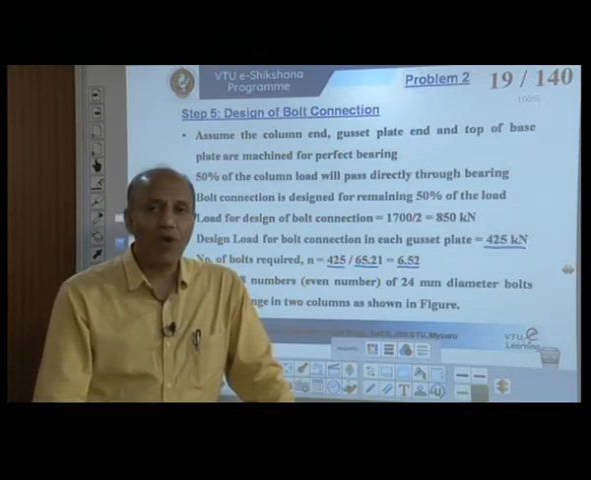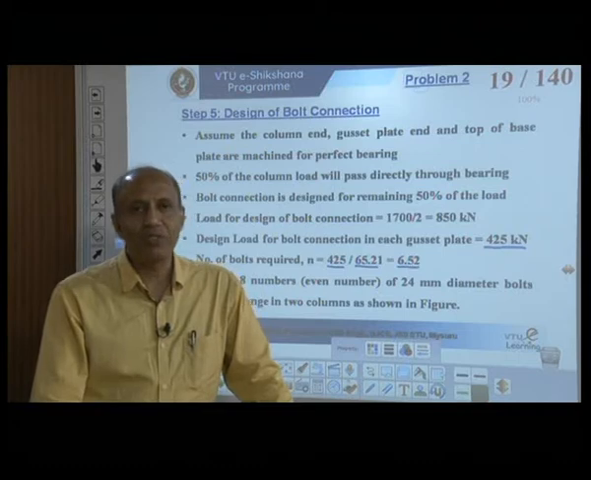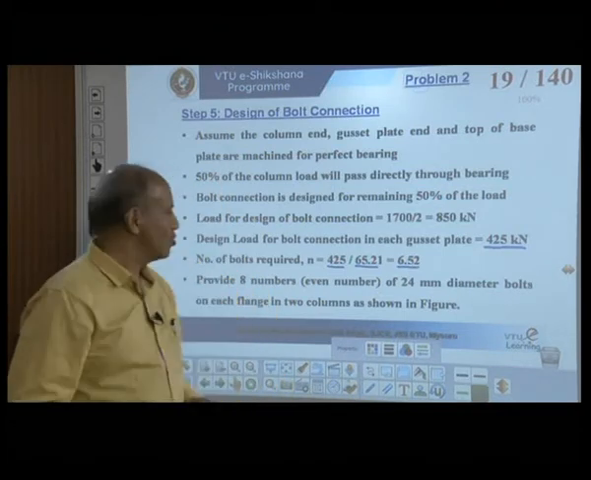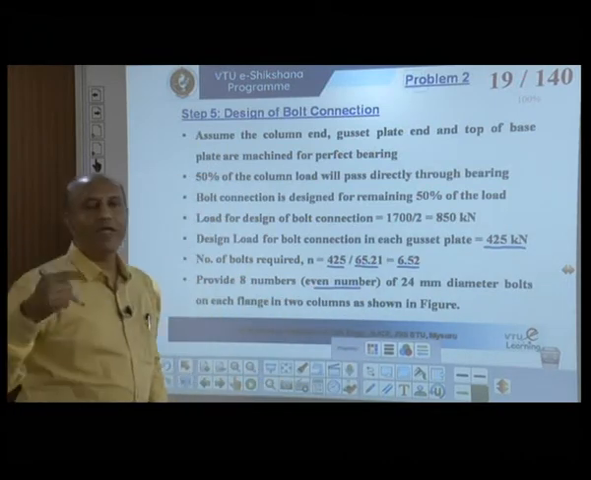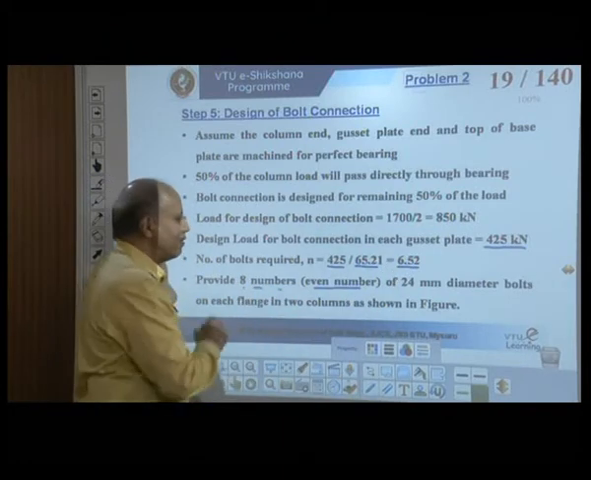When we round it off to a higher value, you get 7, but we do not take 7, because we always take even numbers, as we are trying to align the bolts in two vertical rows. So we need to understand that we are trying to take the next higher even number, so 6.52 would become 8 numbers.